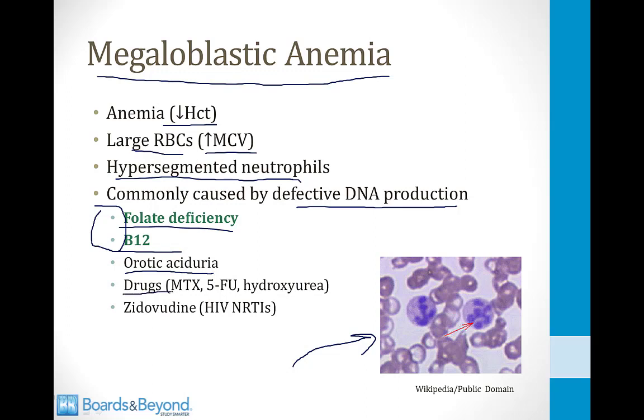Drugs that interfere with the synthesis of thymidine and DNA can cause a megaloblastic anemia. These include methotrexate and 5-FU and hydroxyurea. And then a megaloblastic anemia is also often seen among patients on the HIV drug zidovudine. This is an HIV nucleoside reverse transcriptase inhibitor. This drug mimics the structure of thymidine, and therefore it can interfere with DNA synthesis inside of cells.